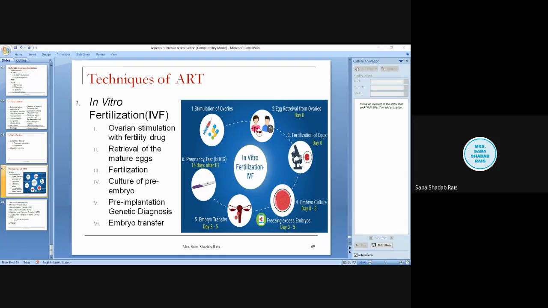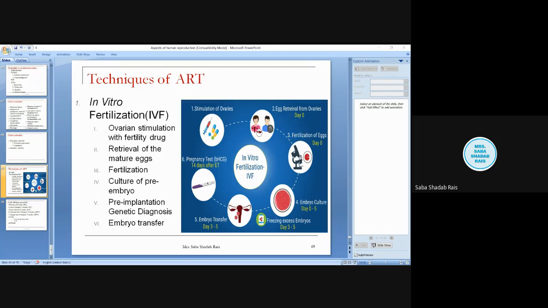So this is the procedure of IVF. We will talk about the next method, which is much better than IVF, that is IVM, in vitro maturation. Now see, this is like IVF only, but what's best about this? In IVF, if you observe the first step, that is ovarian stimulation with fertility drug.